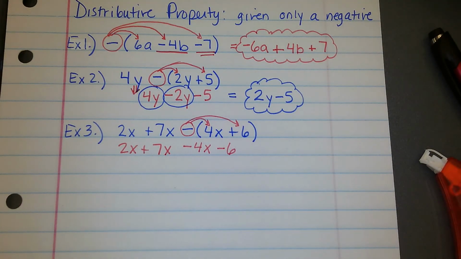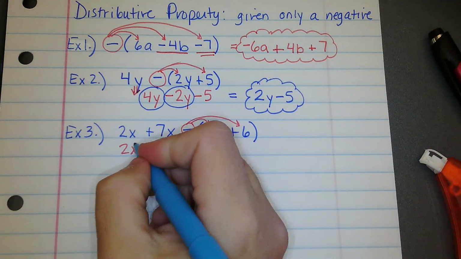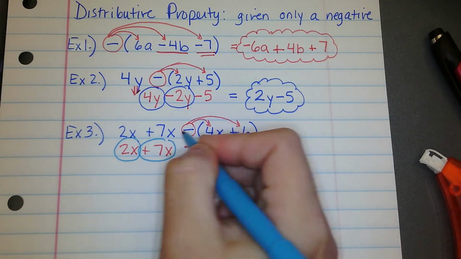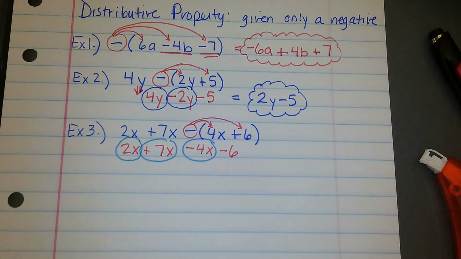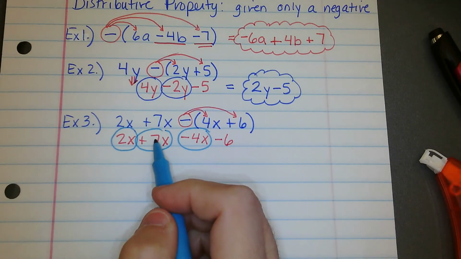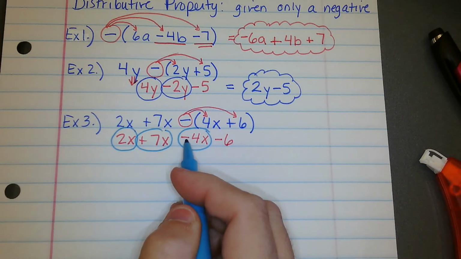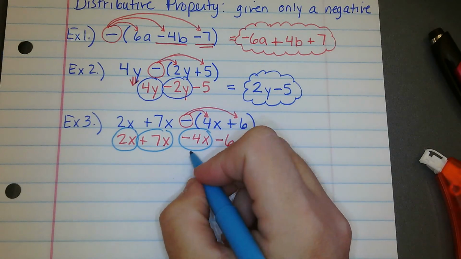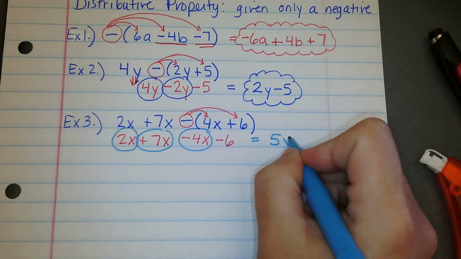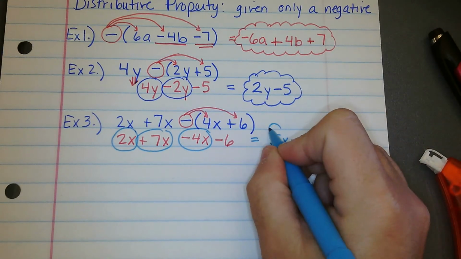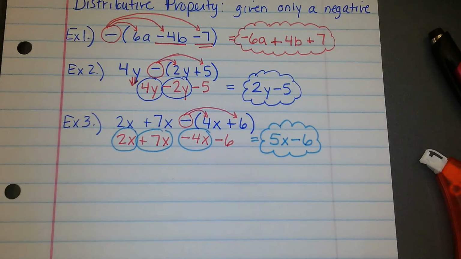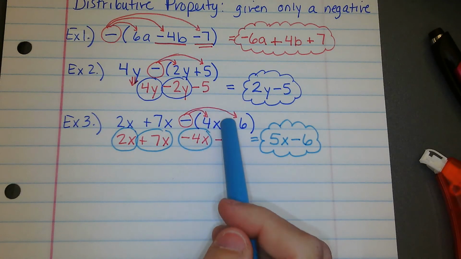Now that you have no parentheses in your expression, because you already handled that, you can go ahead and combine like terms. You've got a 2x plus a 7x plus a negative 4x. So 2 and 7 is 9. 9 plus negative 4 is going to give us 5x minus 6. And there's your final answer. So keep in mind that when you see a negative outside parentheses, you need to distribute that negative throughout first.